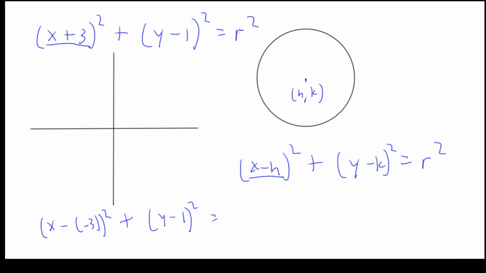equals, let's just say r is 3, so equals 9. Okay, so in this case, your h value would be negative 3, and your k value would be 1. So the center would be at the point (−3, 1). And then you do the same thing. The radius is 3, so you would just draw something like this with radius 3.